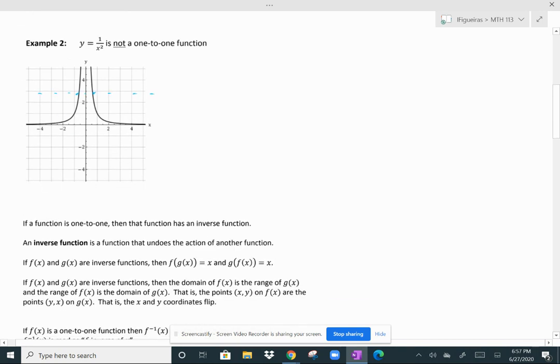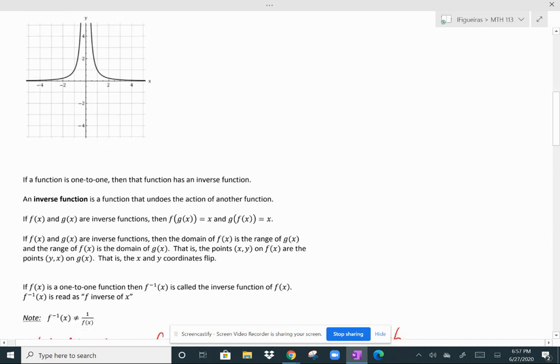All right, so a function that is one-to-one has something called an inverse function. An inverse function is a function that pretty much undoes the action of another function. If f and g are both inverse functions, then f of g of x is just x. And again, if they're both inverse functions, then g of f of x would also give you x.